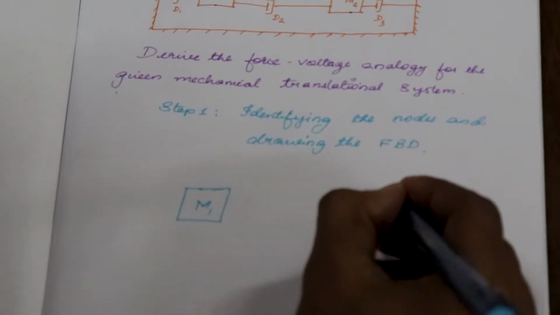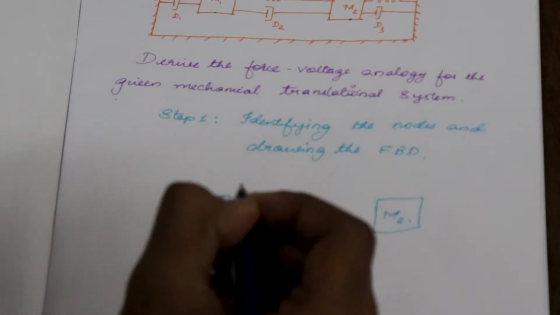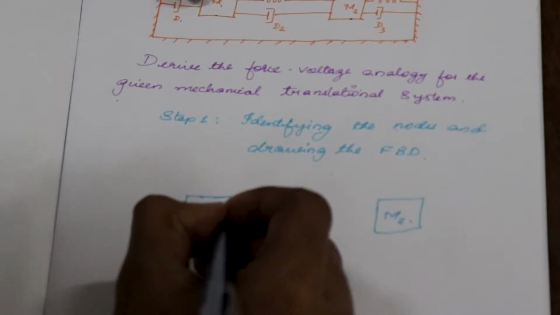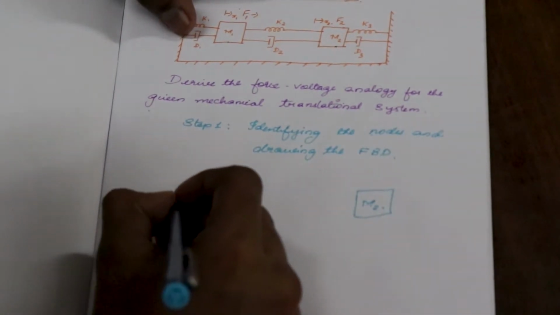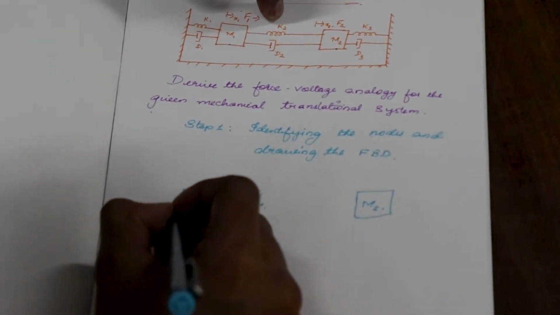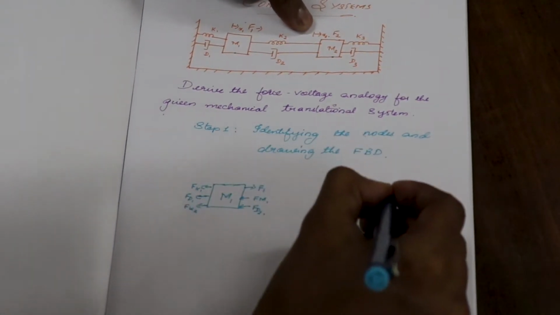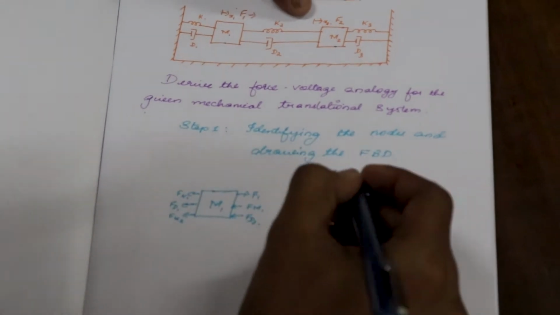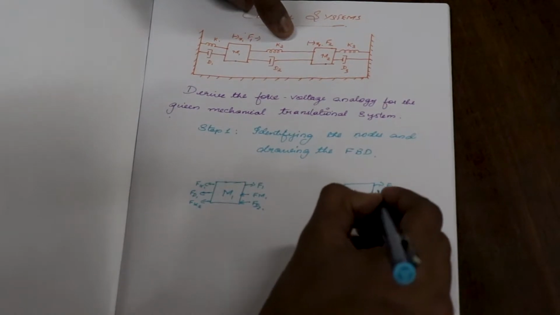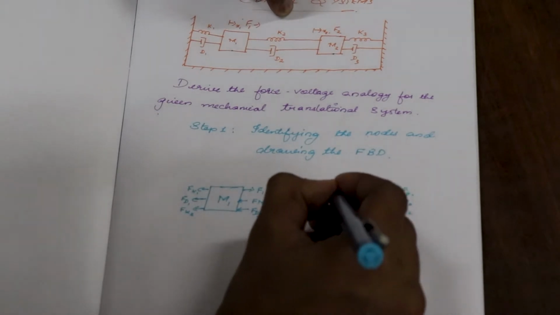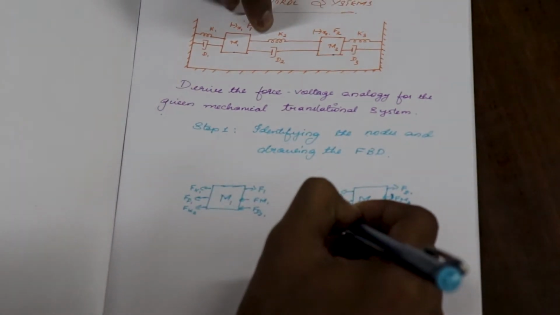M1 and M2. The forces acting on M1 are the applied force F1, the opposing force due to the mass Fm1, the opposing force due to the spring Fk1, the opposing force due to the damper Fd1, the opposing force due to the other spring Fk2, and the opposing force due to this damper Fd2. In similar manner, for mass M2, it will be the applied force F2 and the opposing forces are Fm2 in this direction and Fk3 in this direction and Fd3 in the other direction, Fd2 in the other direction and Fk2 in the opposing direction.